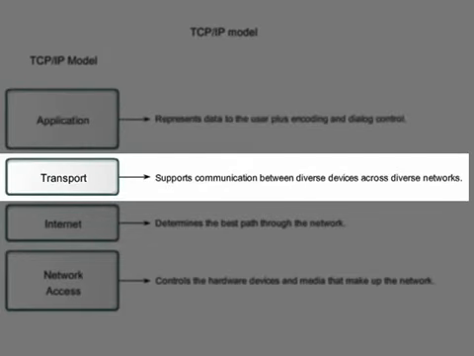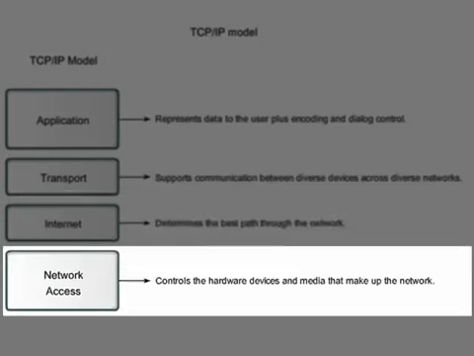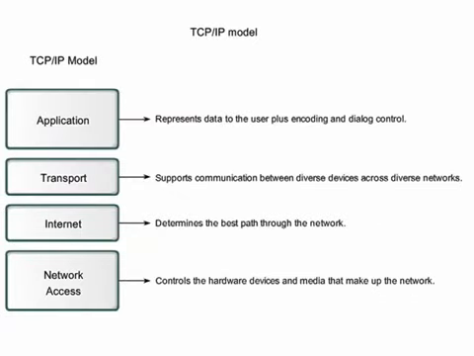The transport layer supports communication between devices when messages are being sent across the network. The internet layer determines the best path for a message to be sent through a network. And the network access layer controls the hardware and the connections that make up the network. Each layer has specific protocols that facilitate communication.